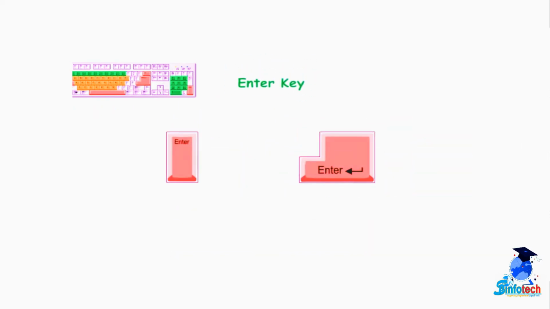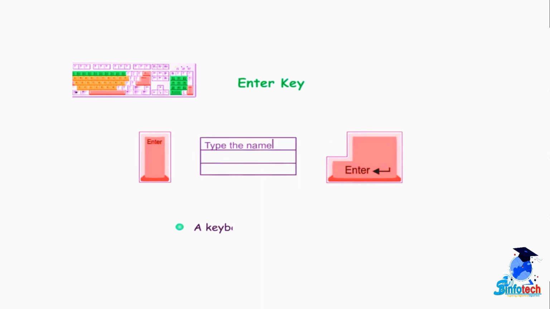Another special key is Enter key. The Enter key is used to move the cursor to the next line. The keyboard has two Enter keys. These keys come in different shapes. Now, let us learn about another special key.